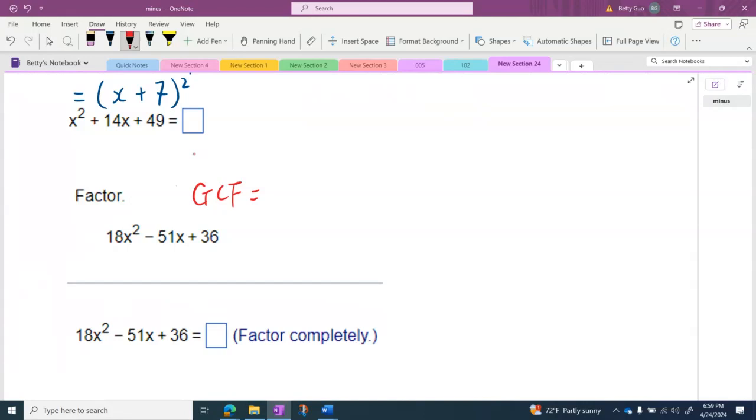18, 51, 36. The GCF is 3. So let's factor 3 out. In the parentheses, we have 6x squared minus 17x plus 12. Let me double check. 3 times 6, 18. 3 times 17, 51. 3 times 12 is 36. And what about this trinomial? Let's put it here and work on it.